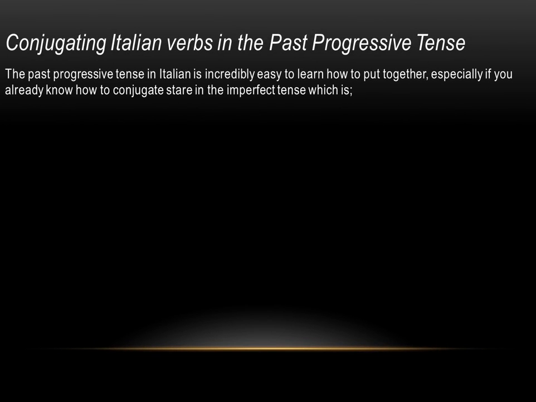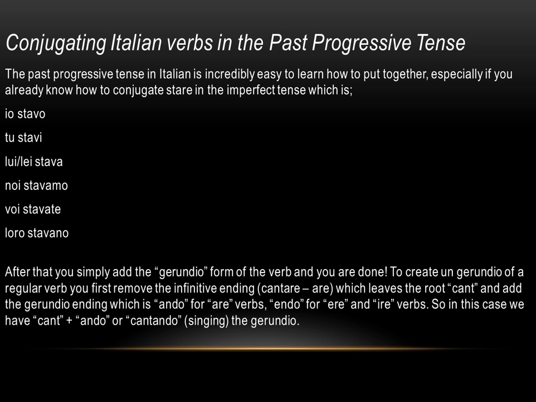The past progressive tense in Italian is incredibly easy to learn how to put together, especially if you already know how to conjugate stare in the imperfect tense, which is io stavo, tu stavi, lui/lei stava, noi stavamo, voi stavate, loro stavano. After that, you simply add the gerundio form of the verb, and you are done.